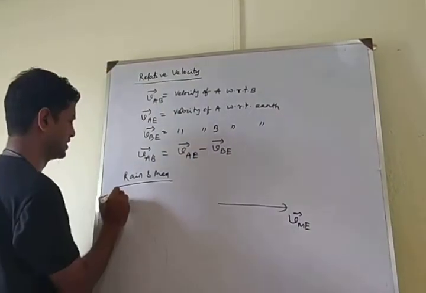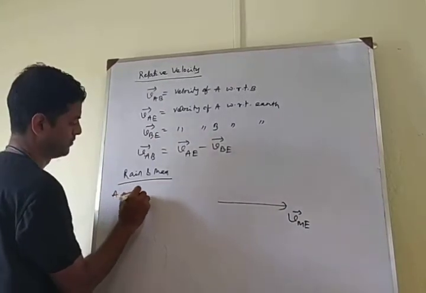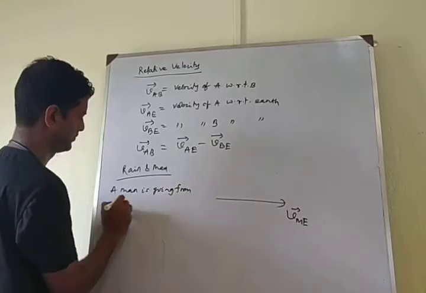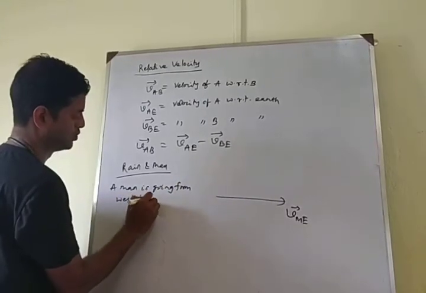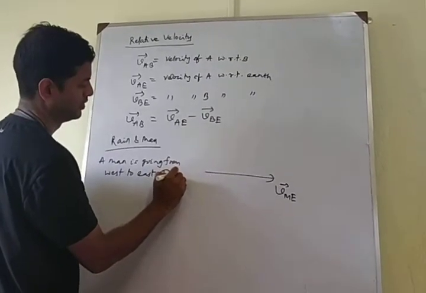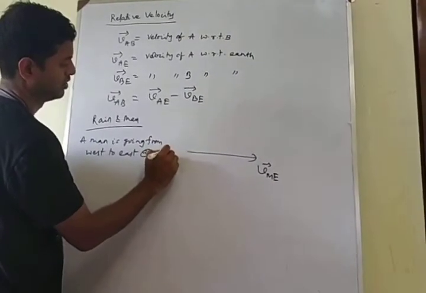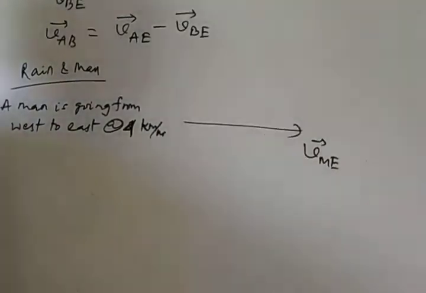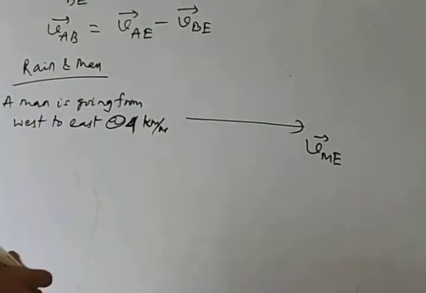I am writing the question. A man is going from west to east at a speed, let's say, 4 kilometer per hour. Let's say the man is going from west to east at a speed of 4 kilometer per hour.